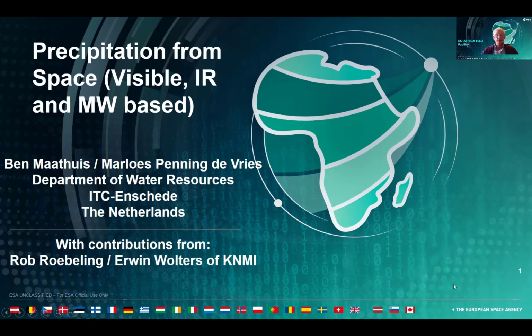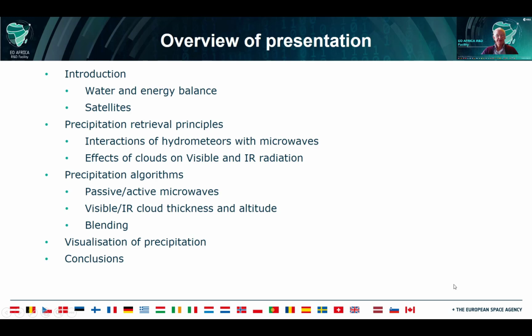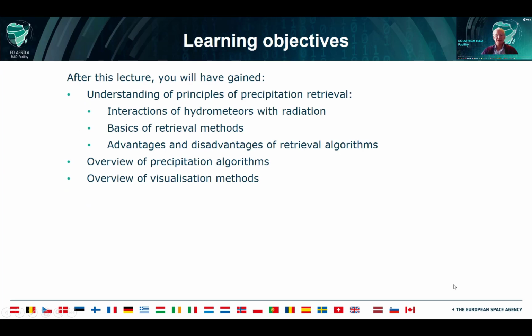This webinar is dealing with precipitation from space, using the different parts of the electromagnetic spectrum in order to derive precipitation. After a short introduction, we will discuss some of the precipitation retrieval principles, as well as the algorithms and how do we visualize precipitation, and finalize with some conclusions. I hope that after this presentation you will have some idea on the principles of precipitation retrieval, a number of precipitation algorithms and visualization methods.